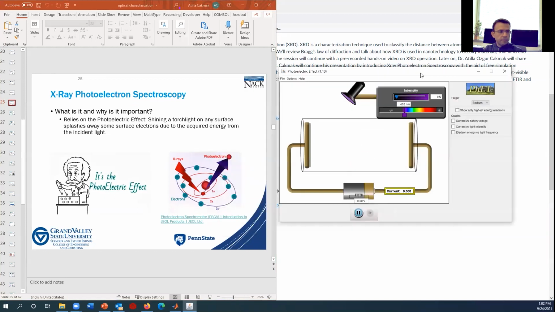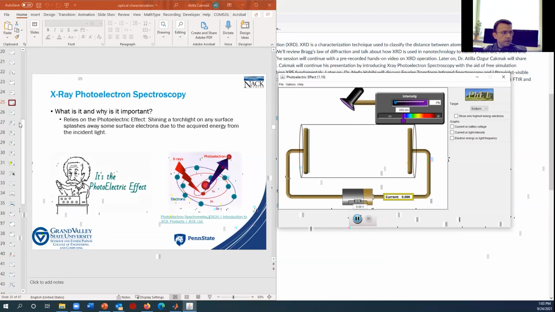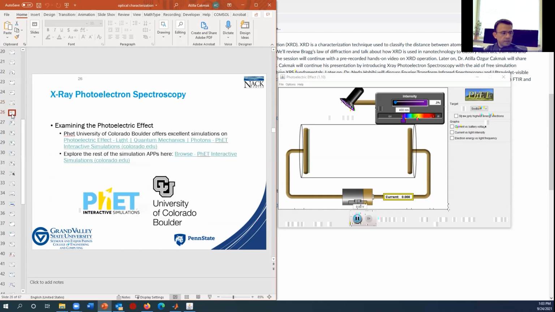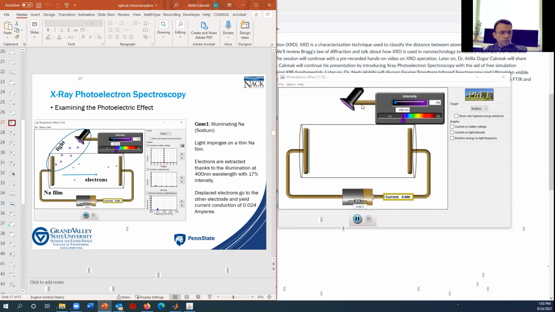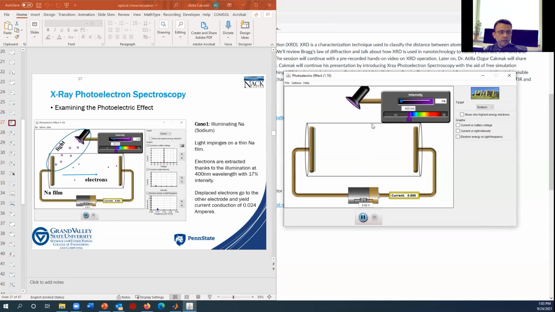So if you click on that applet here, okay, maybe I don't need to. It was explained by Einstein. It was found out by Hertz in the 19th century. And this is also coming from the University of Colorado. So this is a very simple tool that shows the students the main idea of XPS. So let's just start with the tool.